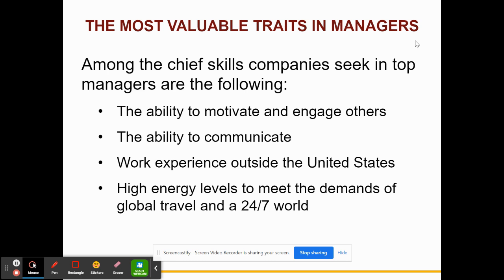So again, with globalization, the sun never sets, right? And what we mean by that is the sun is always rising somewhere in the world. And if the sun is rising, that means there is money to be made. So managers who have high energy and can meet those demands typically are handsomely compensated for doing so.